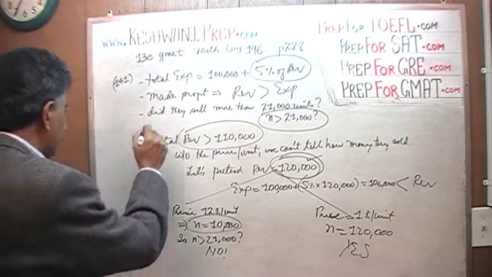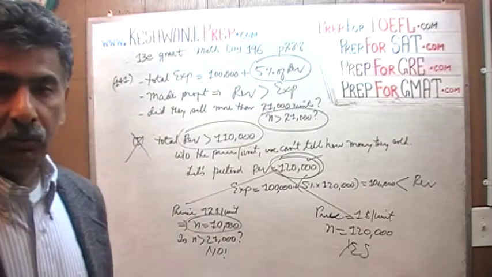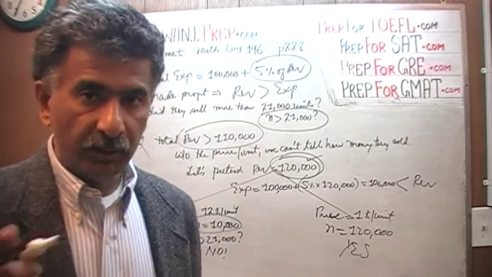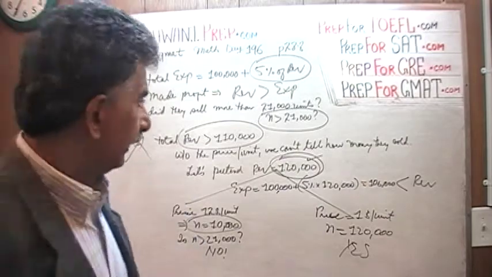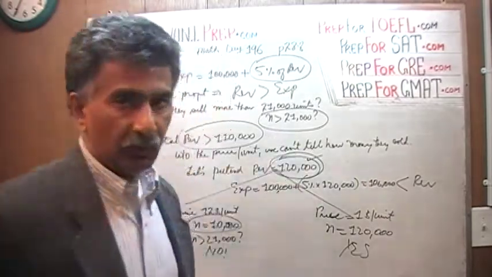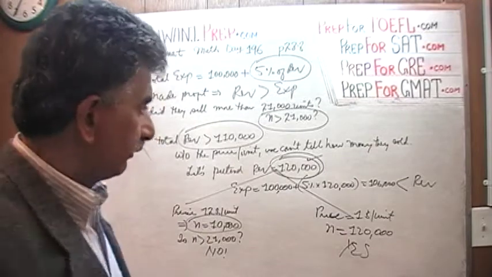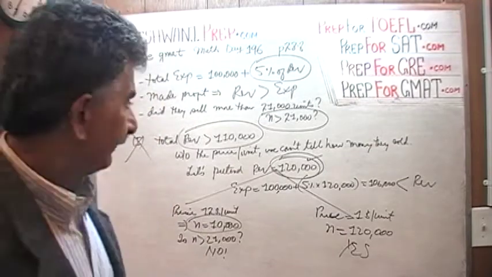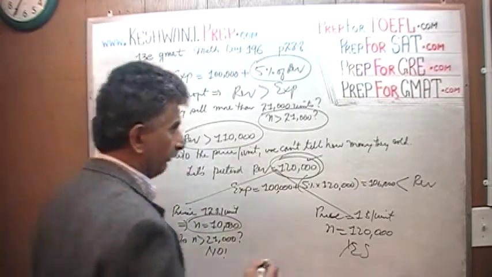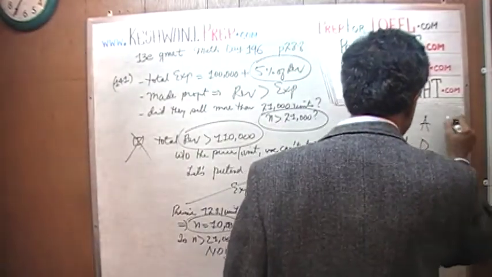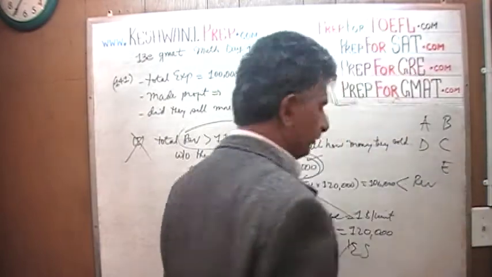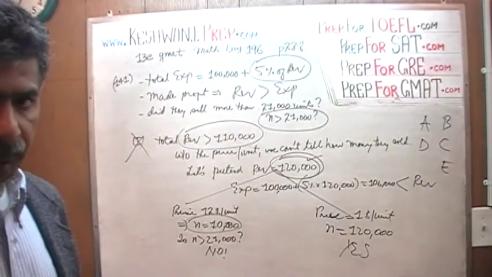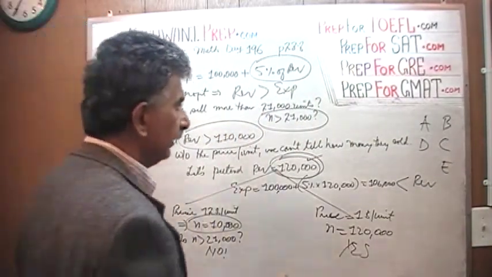The first statement does not enable us to tell one way or the other, either affirmative or negative, whether the number of units sold is more than 21,000. The answer here would be, we really can't tell. The first statement by itself is not enough. A, D, B, C, E. Because the first statement by itself does not do the job, we know now that the answer cannot be A or D.